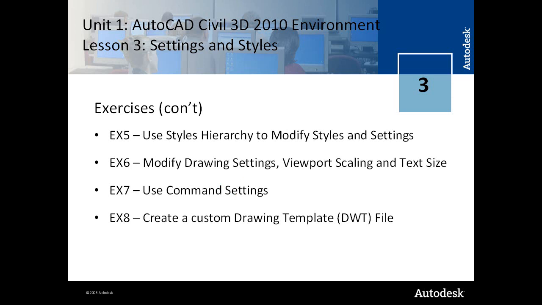So if you're getting involved with standardization and setting up your drawing template for your company, this is useful. Exercise 6, you learn how to modify the drawing settings and see how viewport scaling and model space drawing setup scale relates to Civil 3D label styles and their text size. In Exercise 7, there's a discussion on command settings, which is useful for assigning default styles and default object names, and also some command-specific parameters. And then in Exercise 8, you learn how to create a custom drawing template file.